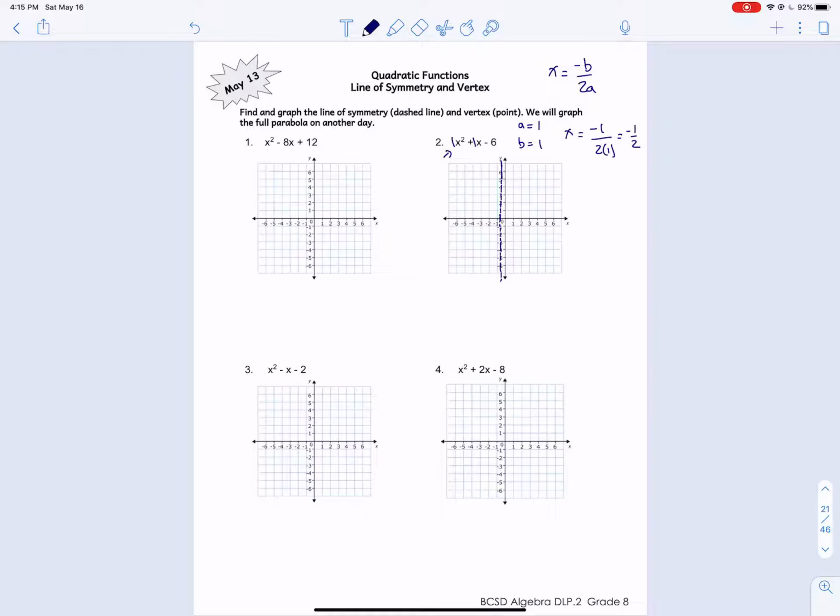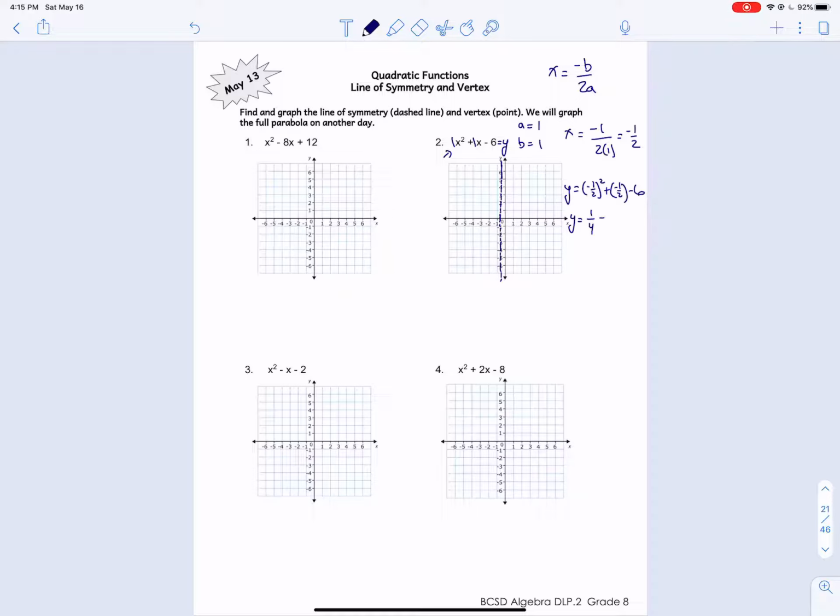So we want to know the y-coordinate for that. So I'm going to substitute. So I have y equals, and then wherever there's an x, I'm going to put a -1/2. So (-1/2) squared plus -1/2 and minus 6. So I'm just substituting that x value into the original equation. Okay, and then we just simplify it. So (-1/2) squared is positive 1 over 4. And then minus 1/2.